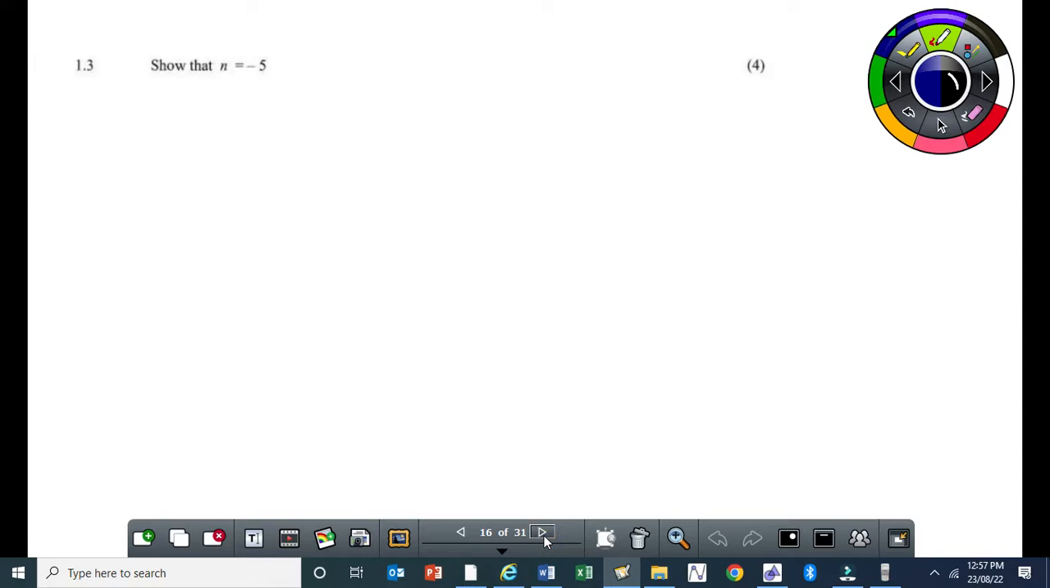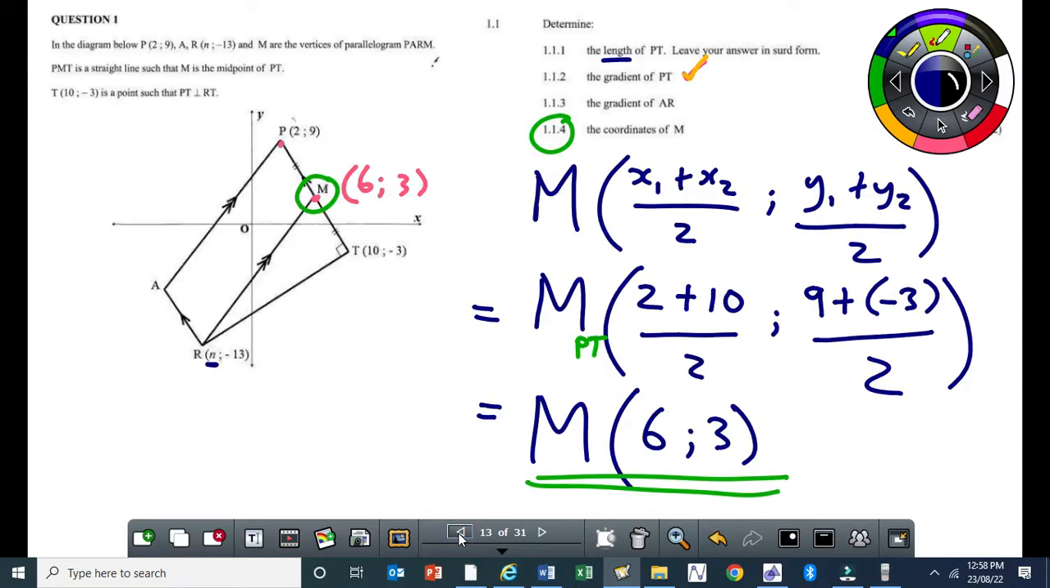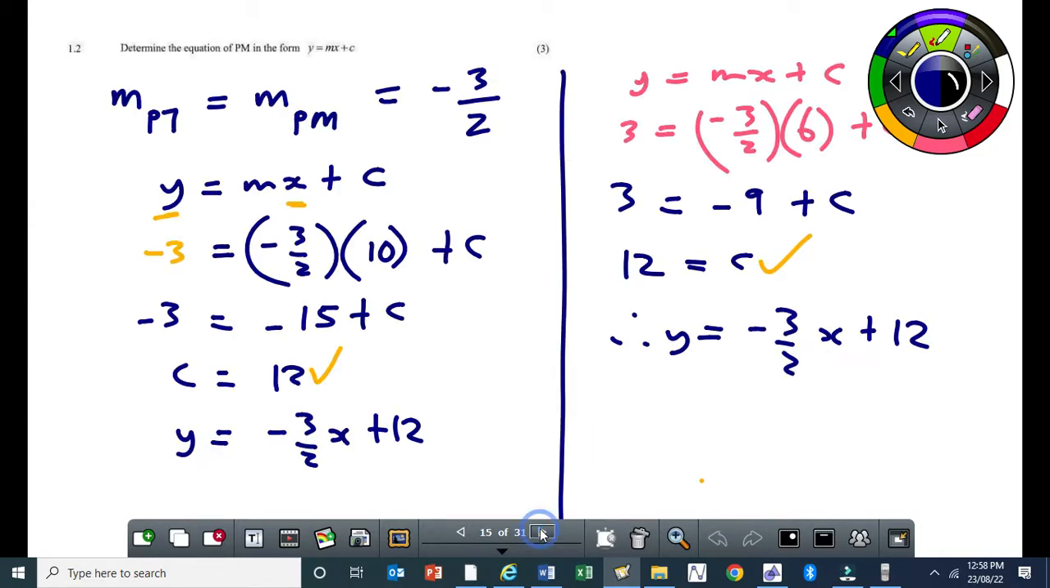So, if I want to calculate n, first, we know that MPT was equal to what? What was the gradient of PT? -3 over 2. You see, some of you don't even know what I'm talking about. Yesterday, we found the gradient of PT. Now, because PT is perpendicular to RT, it means the gradient of PT times the gradient of TR will give me a product of -1. So let's carry on.